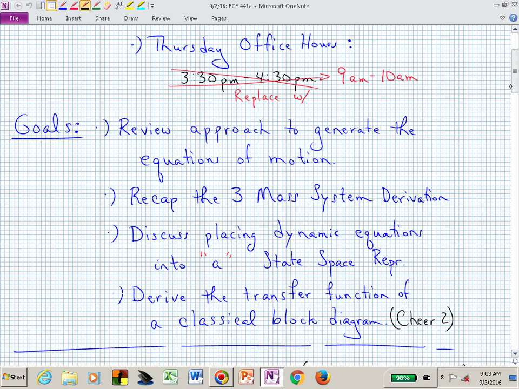And then we'll talk about deriving a transfer function from a classical block diagram, and that's going to lead us to our second cheer. Since it's Friday and we have to get ready for games, we'll have cheer number 2 at the end.